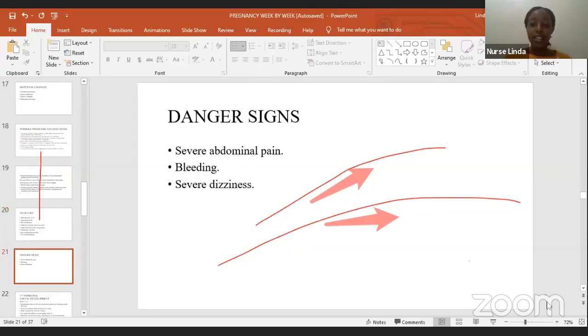Now we have these signs that if a woman notices, they need to be seen immediately. There's severe abdominal pain, and this can happen at the very early stage of pregnancy and is one sign of ectopic pregnancy.